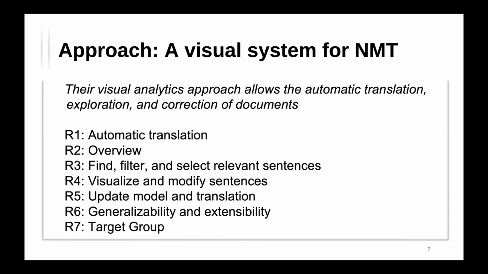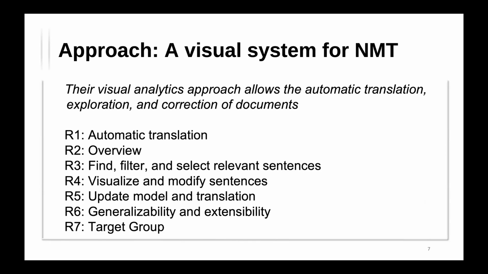Okay, let's keep going. The third requirement is that it should support functions like find, filter, and select relevant sentences based on some metric for the machine translation problem, for example confidence or other metrics we will talk about. They should support this filter function. And the fourth requirement is called visualize and modify sentences. Again, it's very obvious. It should provide a view for the expert to see the translation given by the model and then to modify the sentences, modify some translation words easily.